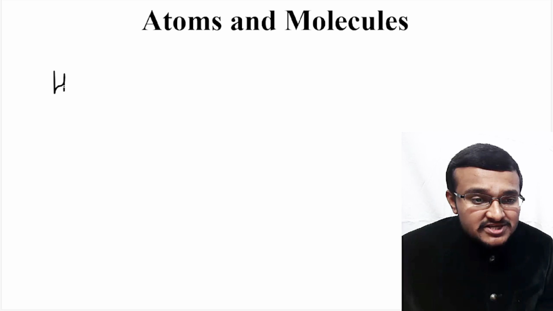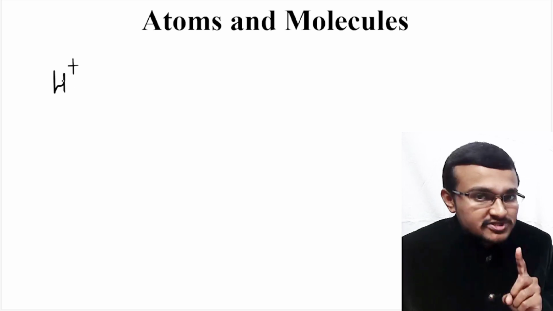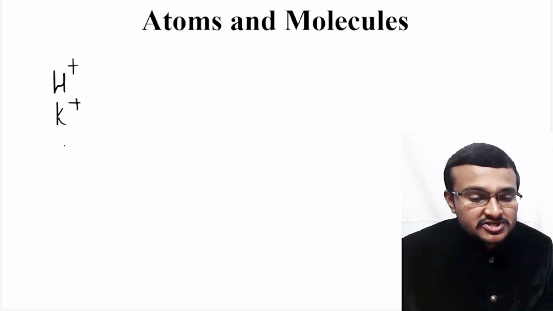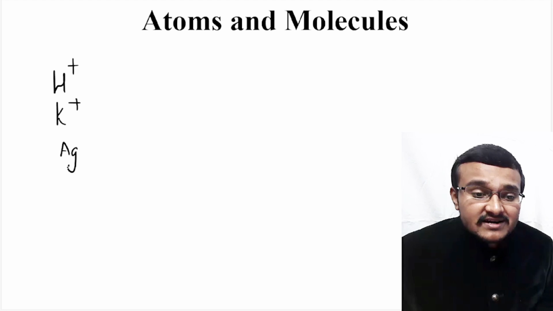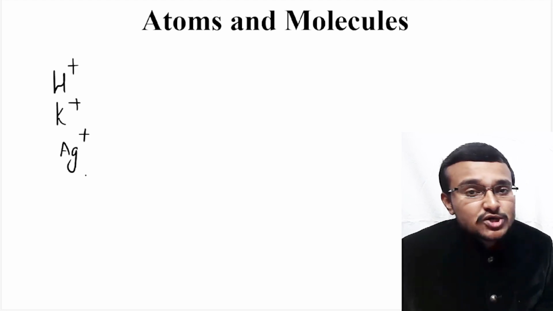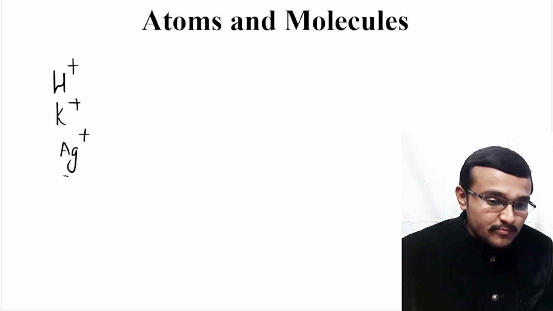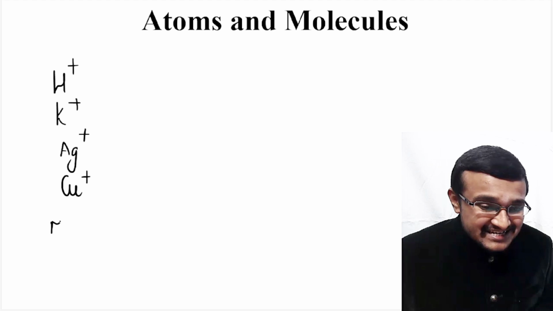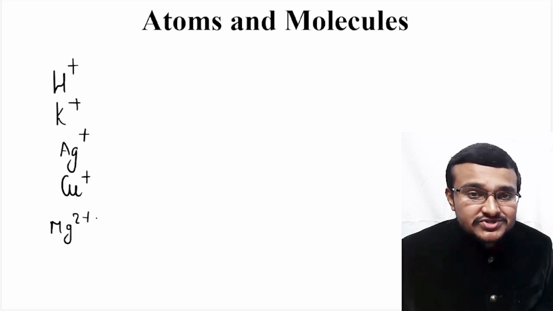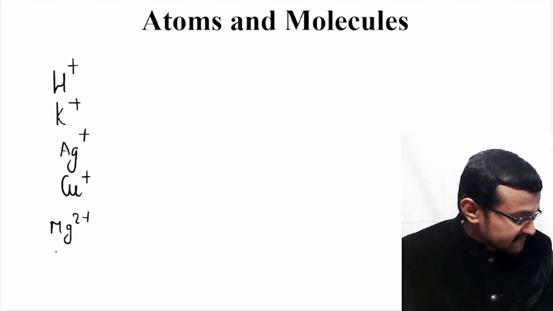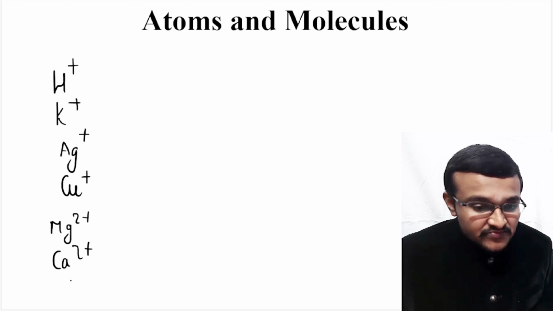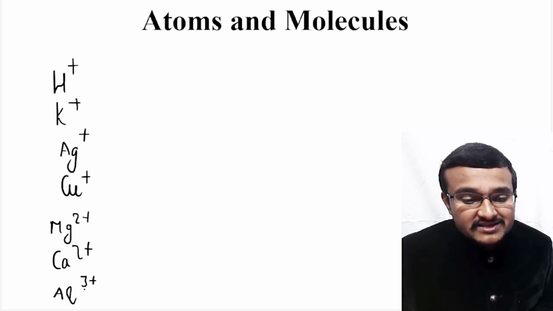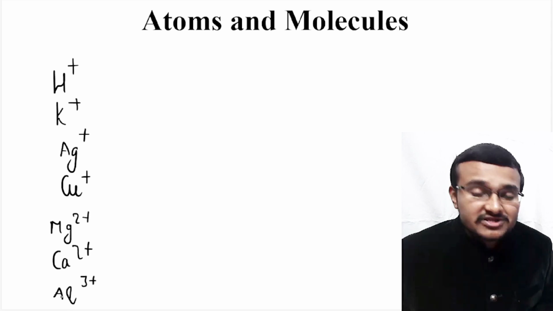Now hydrogen has H plus, that is, one positive charge on the hydrogen atom. If you consider potassium, potassium also has one positive charge. If you consider silver, Ag is the symbol for silver, that also has one positive charge. Copper also has one positive charge. Now magnesium has two positive charges, so Mg2 plus. Calcium has 2 plus. And aluminium has 3 plus, so three positive charges are on this aluminium atom.